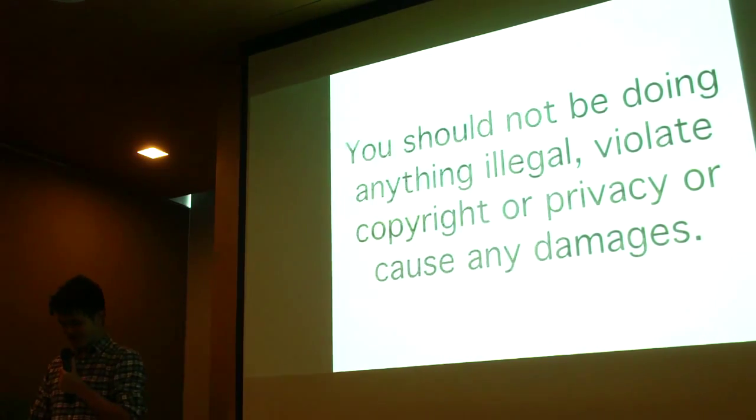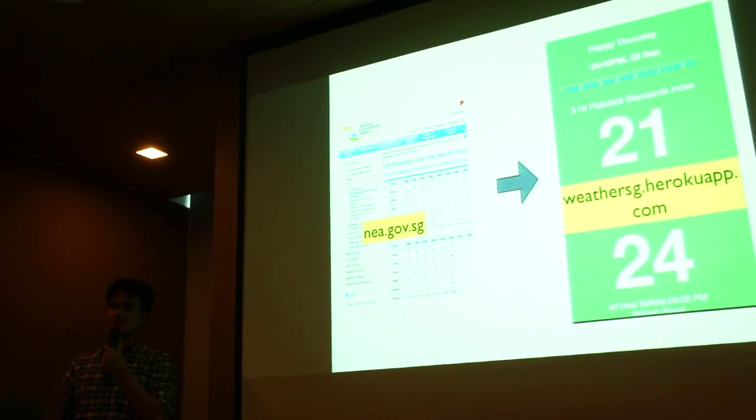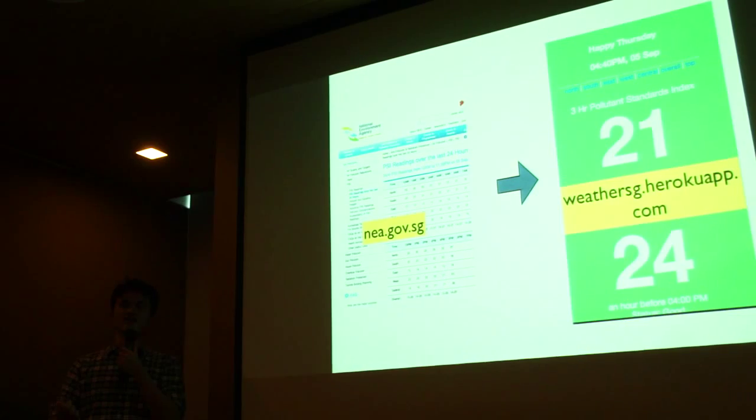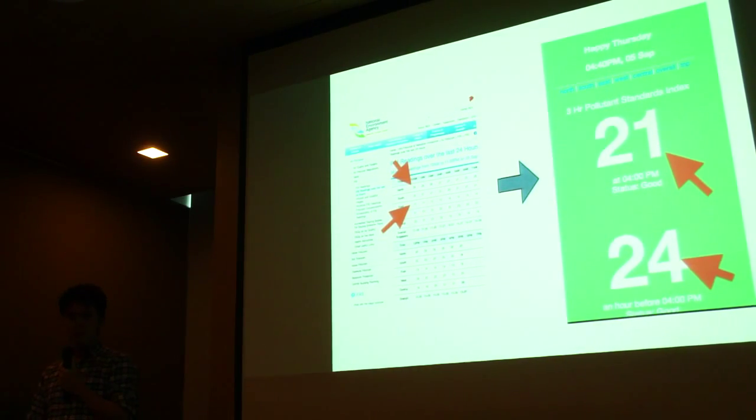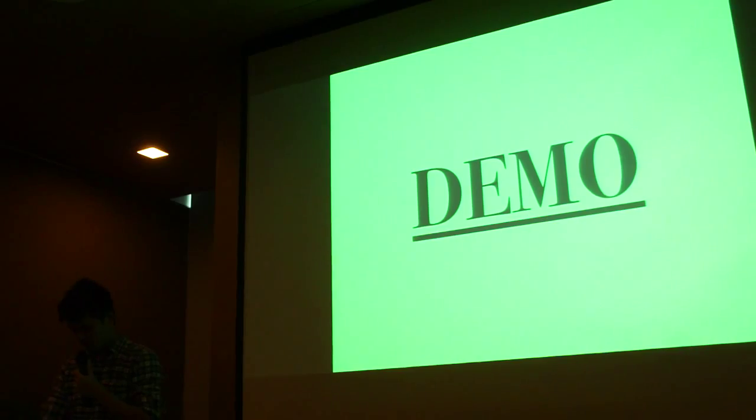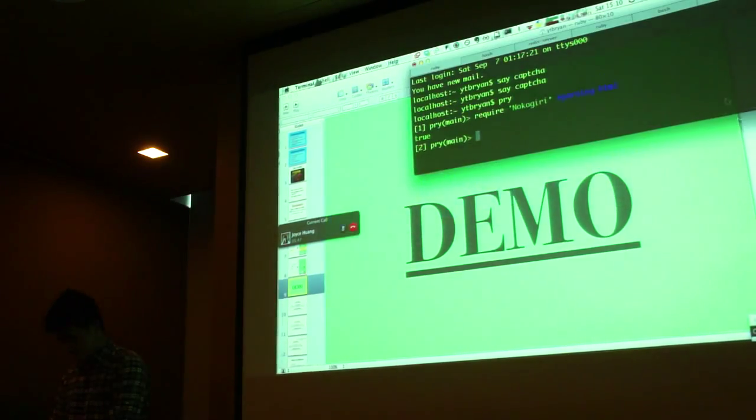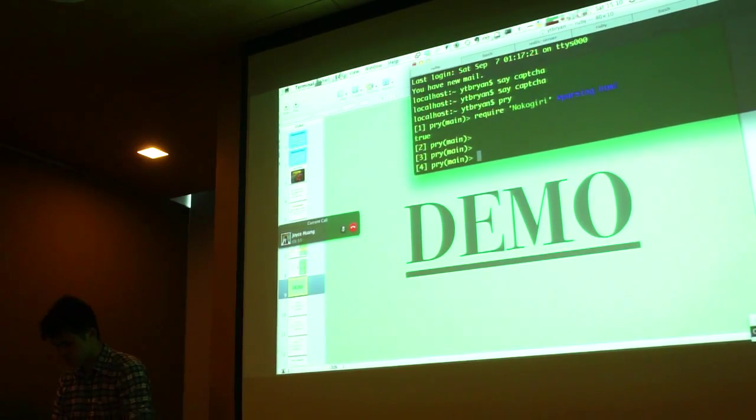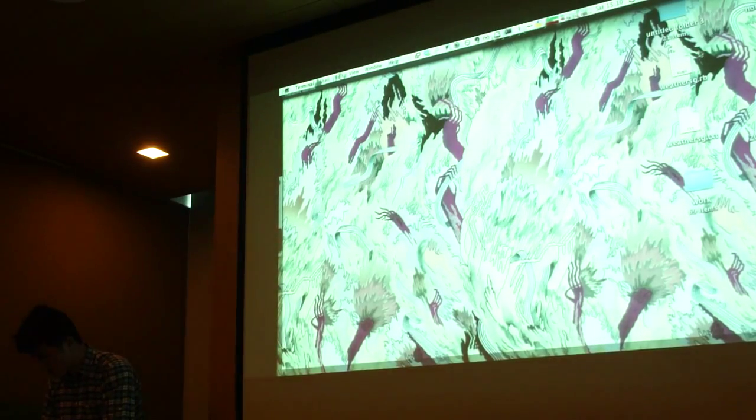So the picture on the left is the NEA website. Data is filled in tables. The one on the right is the app that I created. Basically, it displays the PSI value. Mobile optimized, just for fun. I did it just for fun. So I'm going to show you. I'm going to use Ruby for this demo.